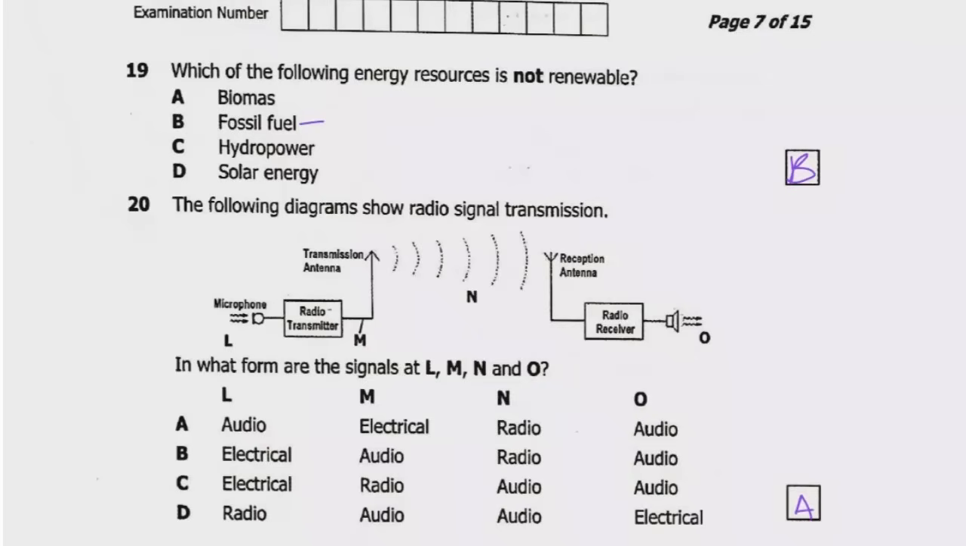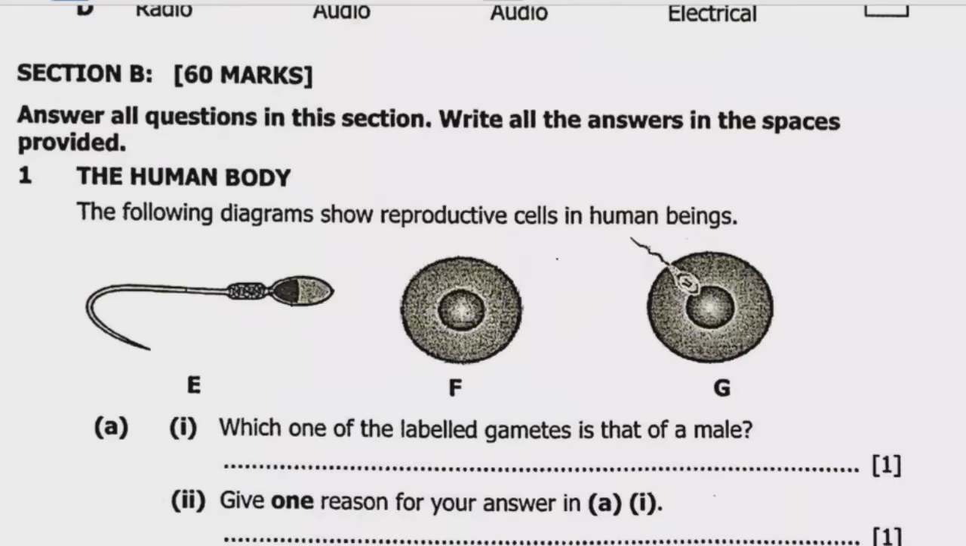All right, so basically these are the answers that examiners expected. We come to section B. Section B has 60 marks, and the instructions for section B are as follows. Answer all questions in this section. Write all the answers in the spaces provided. So these are the instructions for this section.